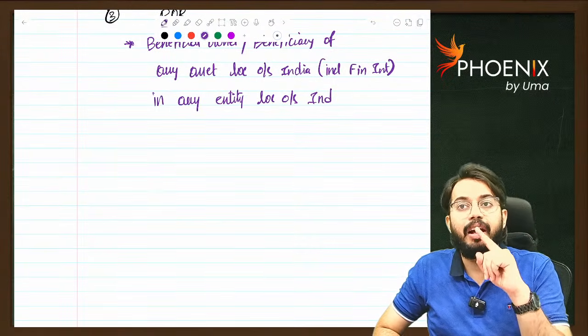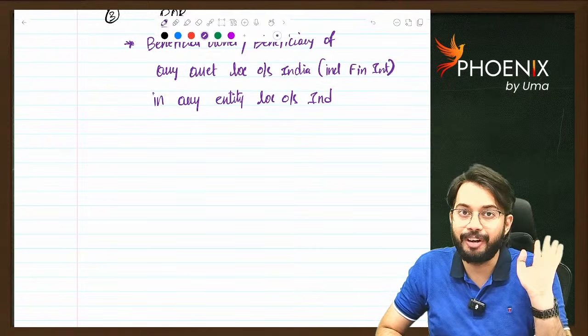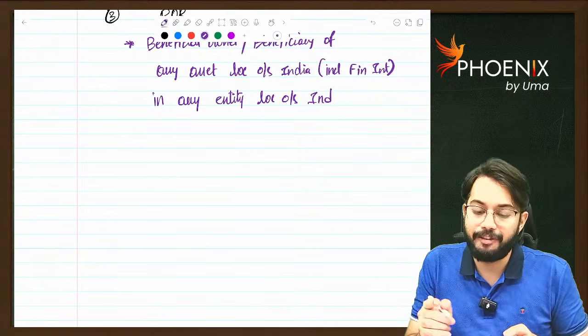Once income from an asset located outside India is already taxed in the hands of the beneficial owner, again it is not taxable in the hands of the beneficiary.